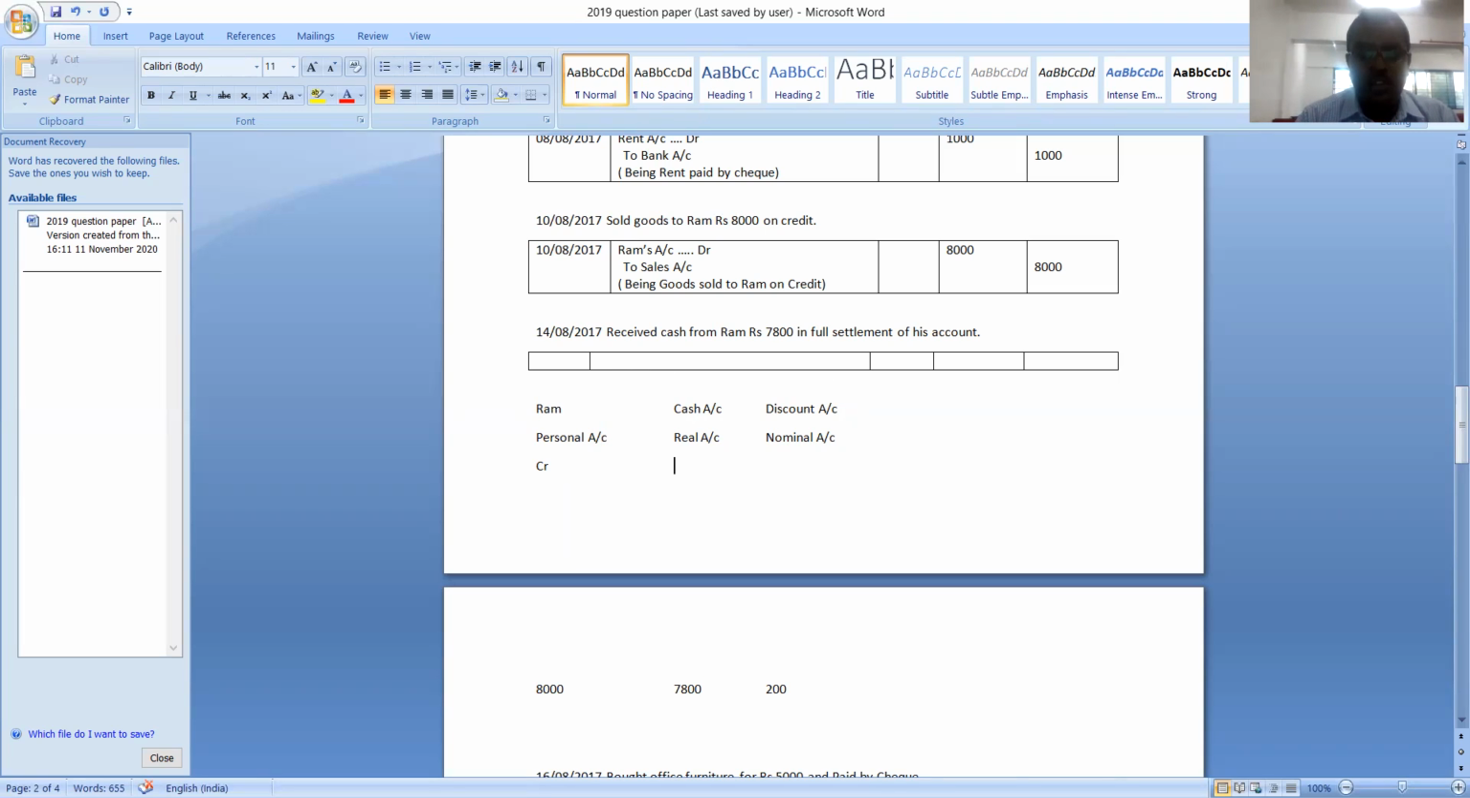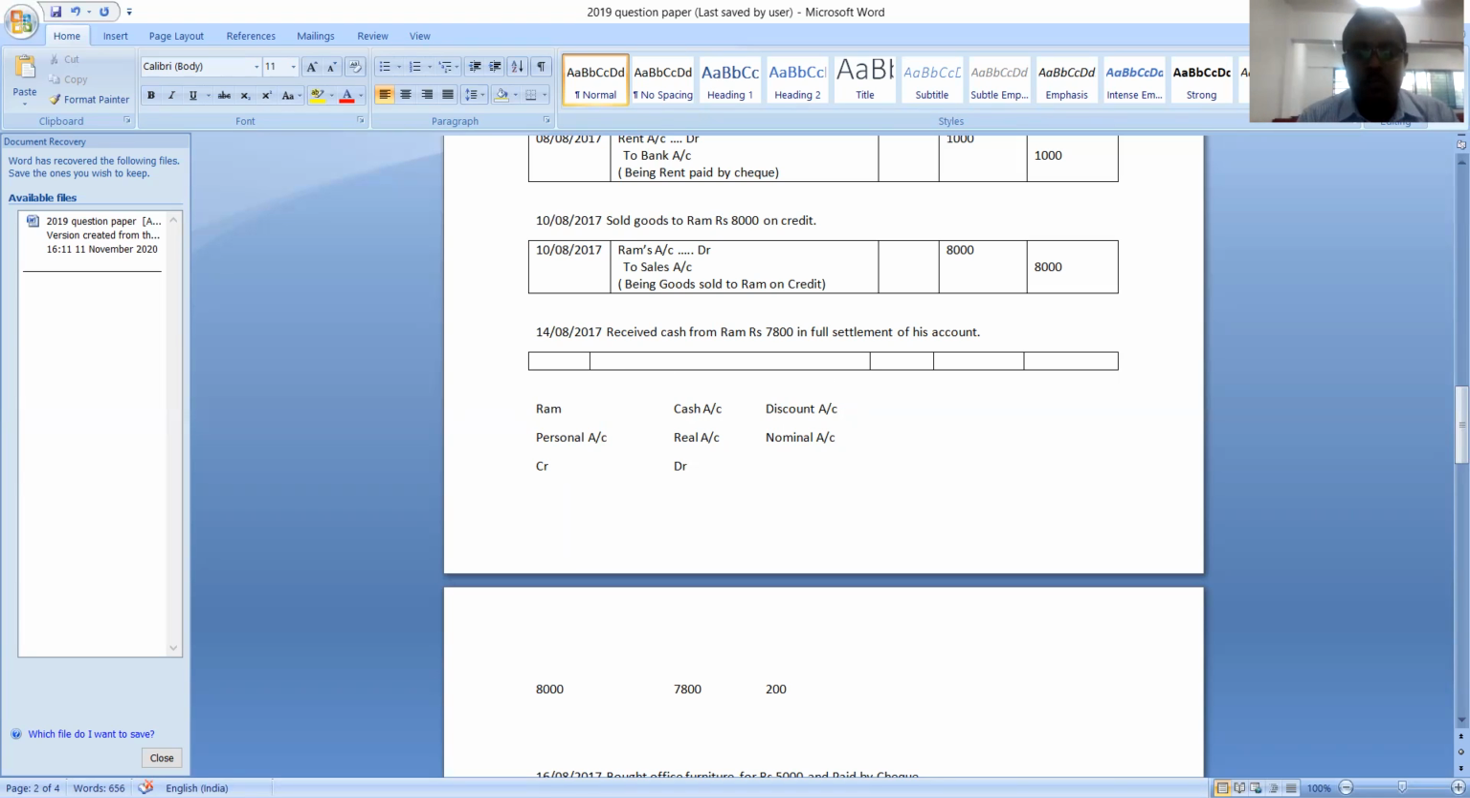Now, next one is the cash account. Cash account is which account? It is a real account. What is the rule of a real account? Debit what comes in, credit what goes out. So here, received cash from Ram, in the sense cash is coming into the business. So debit what comes in. Cash comes in. Debit which account? Cash account.